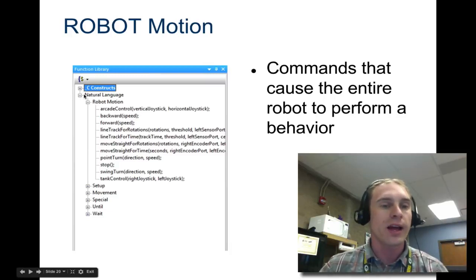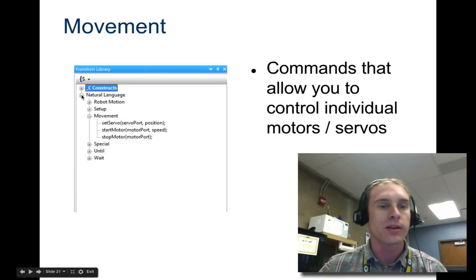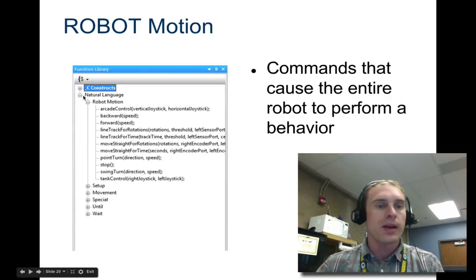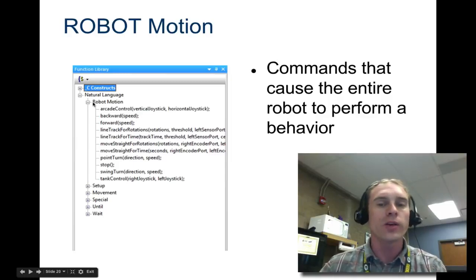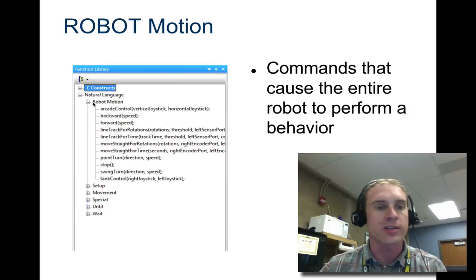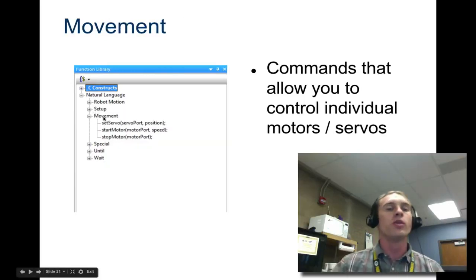It says natural language. If you click that plus, let's go back to that. It opens up robot motion. Set up movement special. This is all of your code. We're not using robot motion for really any of our stuff. So I'm going to go over to movement. You're going to use movement all the time.